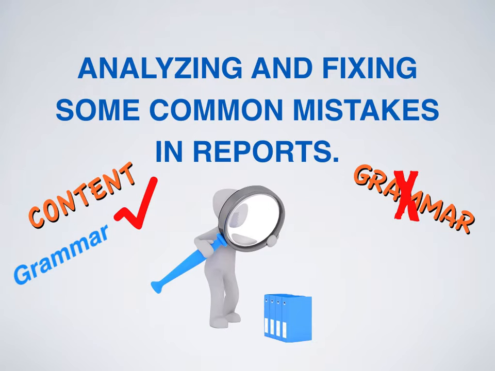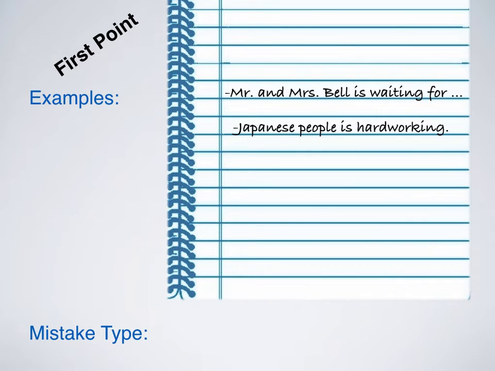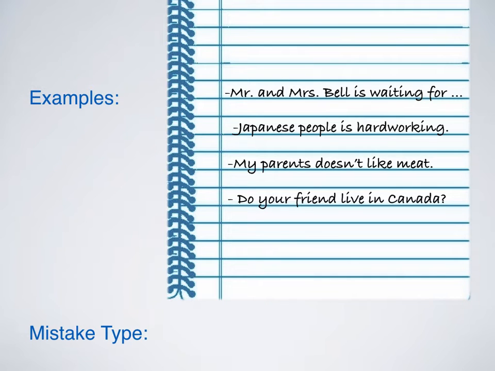Okay, here's the first example of analyzing for a very basic but common mistake. Here are 4 sentences with mistakes. Can you find the mistakes? Pause the video if you want to check them first. Okay, to begin, let's check the subject of each sentence. Okay, you can see them.